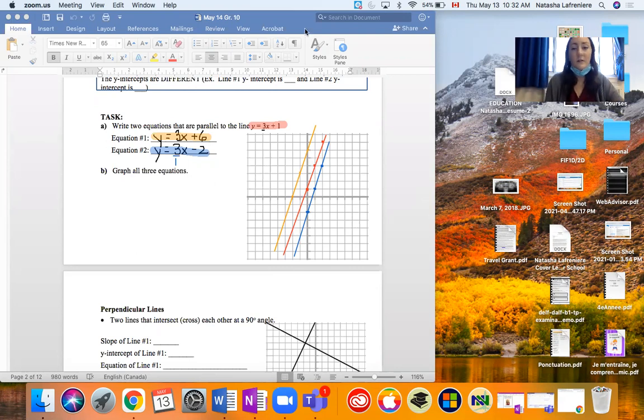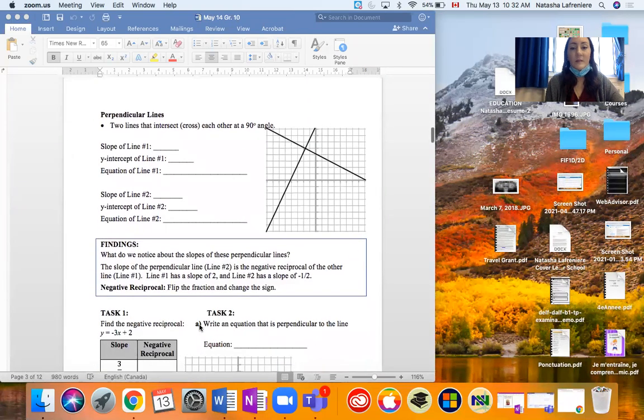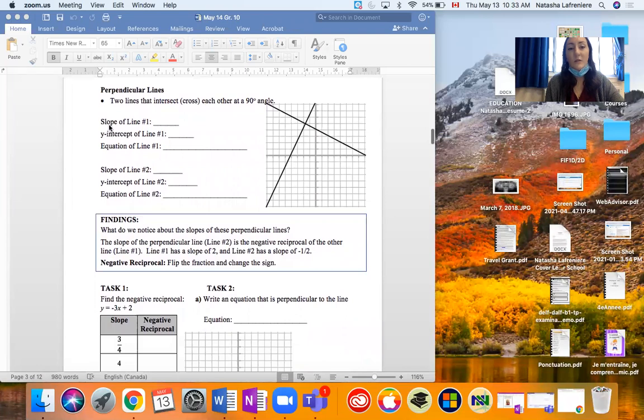So I'm going to clear this and we're going to look at perpendicular lines. So like I said, perpendicular lines are two lines that intersect or cross each other at a 90-degree angle. So that means it's going to make a perfect T of some sort, or X. No, T is the better one. So we're going to look at the first line here. So I'm going to switch back to black. So our first line is here.